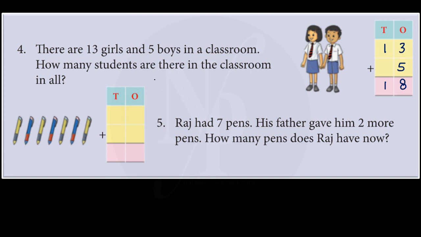So while writing 7, we should never write 7 in tens place, because we know that single digit numbers will always be in ones place. So we should write 7 and 2 only in ones column, not in tens column. Remember that, it's very important. So we should write 7 in ones place here, and also 2 here. So when we add these 2 numbers, 7 plus 2, we get 9. Therefore, the number of pens Raj has now is equal to 9.